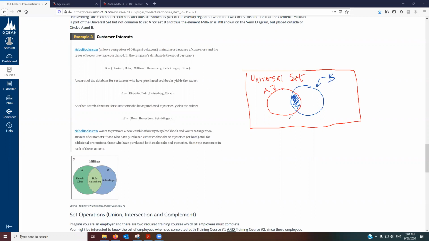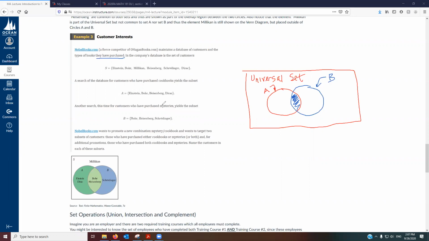So let me give you a quick example here. Let's actually use this example. Here is a database of customers and the types of books they purchased.